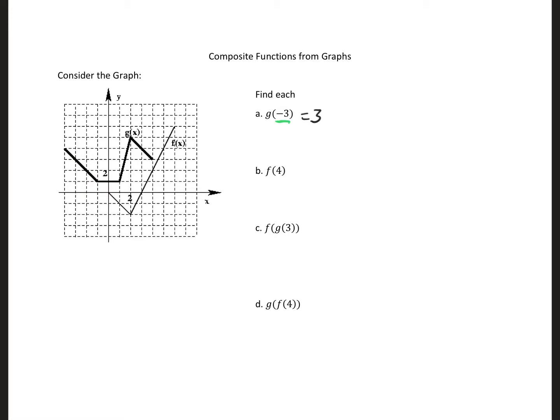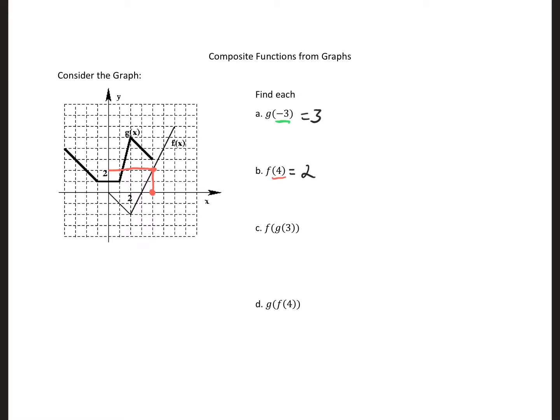Now let's find f of 4. This is saying if we move to 4 on the horizontal axis, what is the vertical height of the f function? The f function has a vertical height of 2. f of 4 is 2.